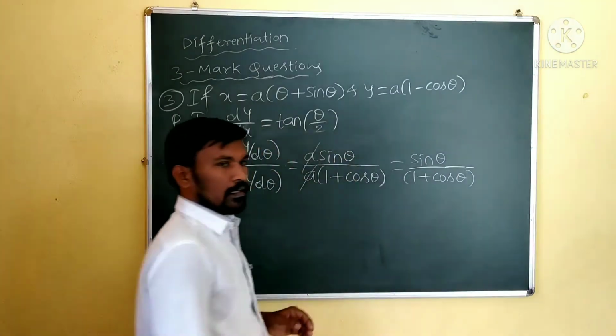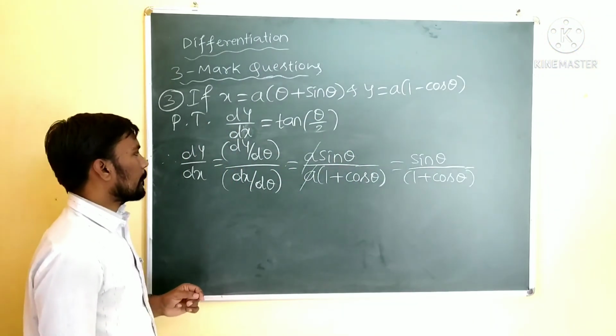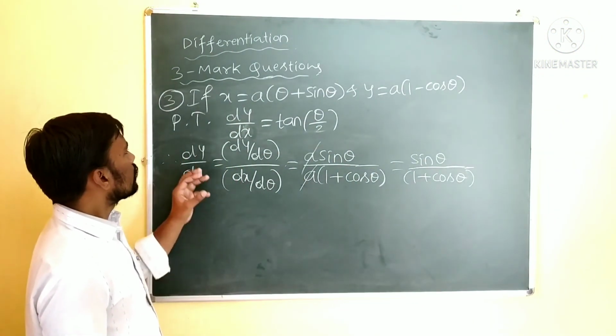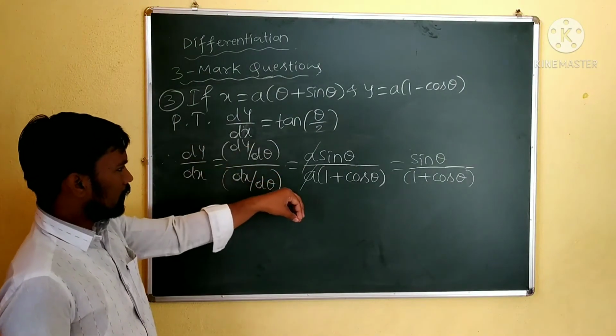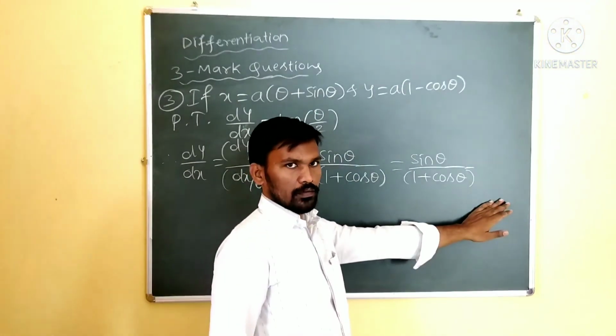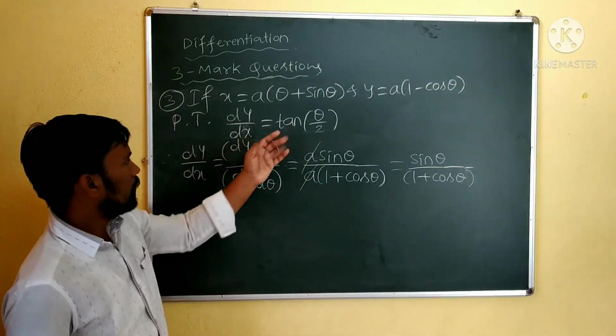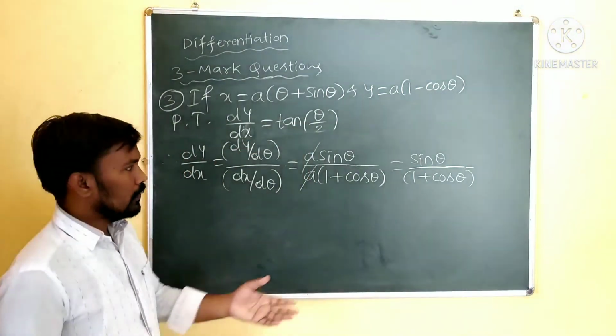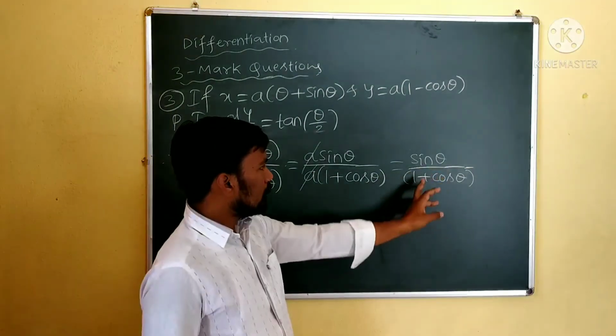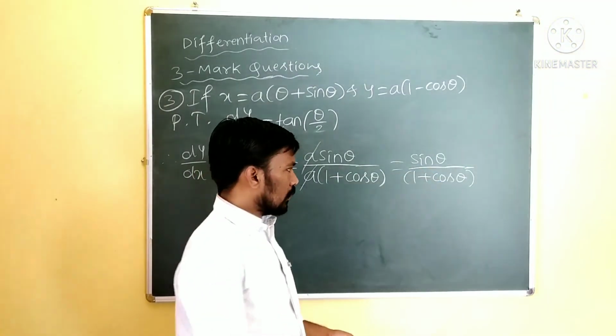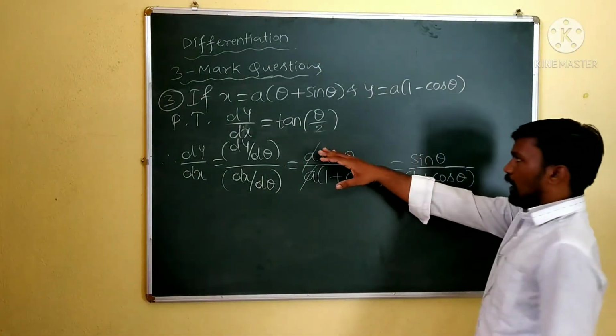If it is not asked to prove, and is simply asked to find dy by dx, you can stop here. You get full marks, no doubt. Here it is given to prove that dy by dx is equal to tan of theta by 2. So the answer we have got, sin theta by 1 plus cos theta, we have to convert this expression into tan of theta by 2.